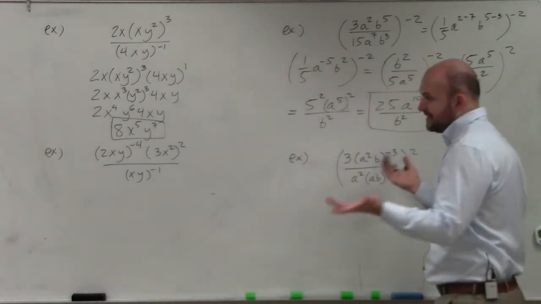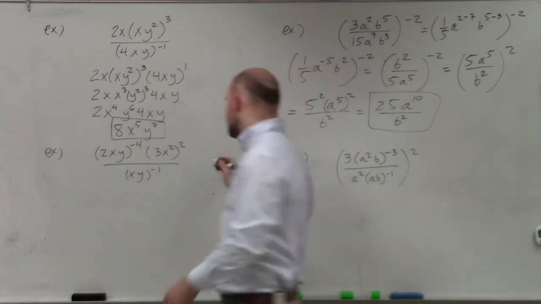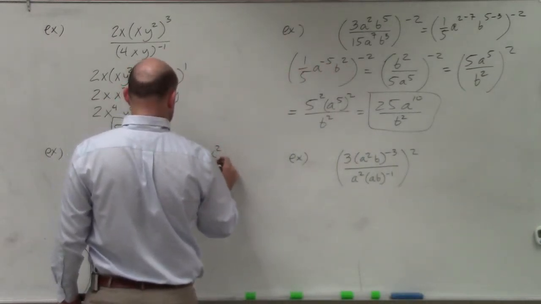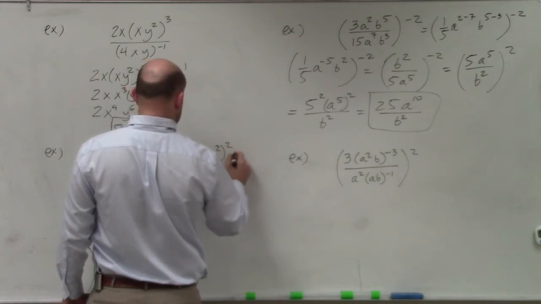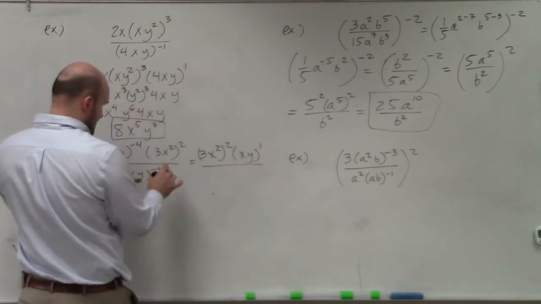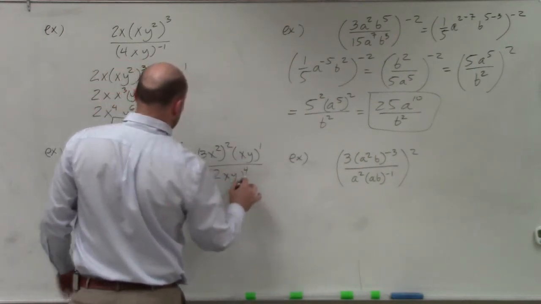Over in this next one, again, you can see we have some negative powers. So the first thing I would want to do is just rewrite those as positive powers. So I have 3x squared times xy again to the first. And then this is now going to go in the denominator, which is 2xy to the fourth.